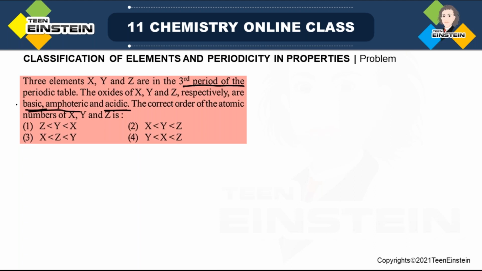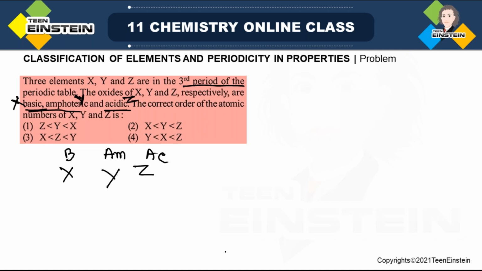That means X is basic, because "respectively" is written. Y is amphoteric, and Z is acidic. You have to find, from this information, the correct order of atomic number of these three elements. What elements they are, you don't have to know. This information is enough to find the correct order, because they are from the same period.